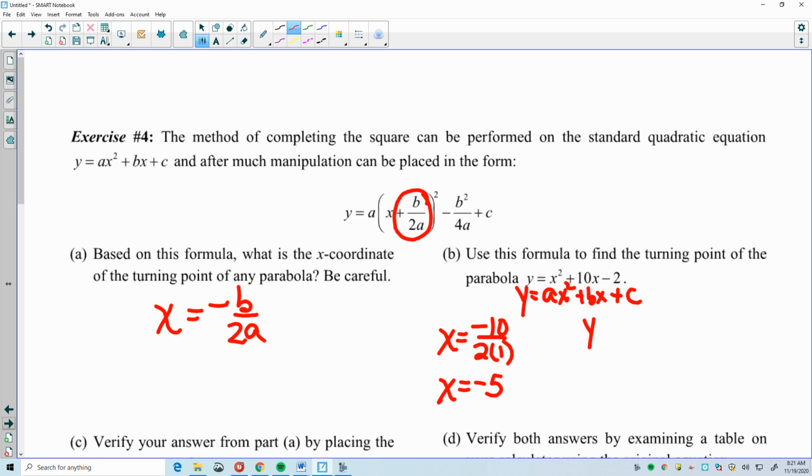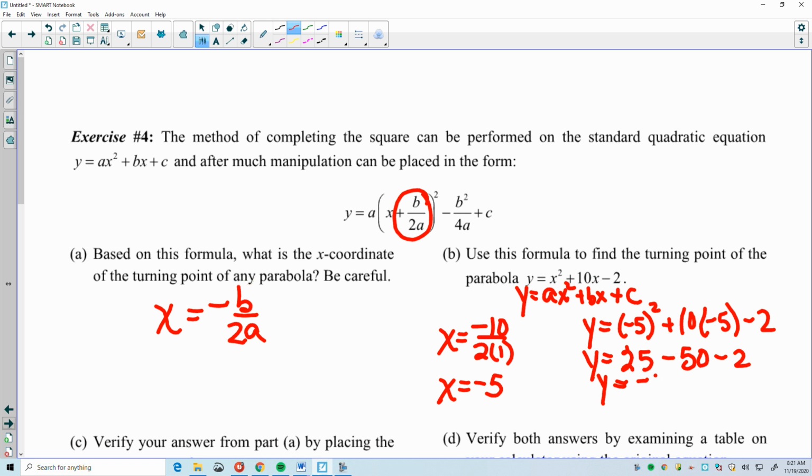Okay, so we have y is equal to, just watch your signs, negative 5 squared plus 10 times negative 5 minus 2. And if we simplify this, we're going to have 25 here. 10 times negative 5 is a negative 50 minus 2. So when we combine that all, y is going to be a negative 27. So let's put this all together. We get a negative 5, a negative 27. That would be the coordinate for your turning point.